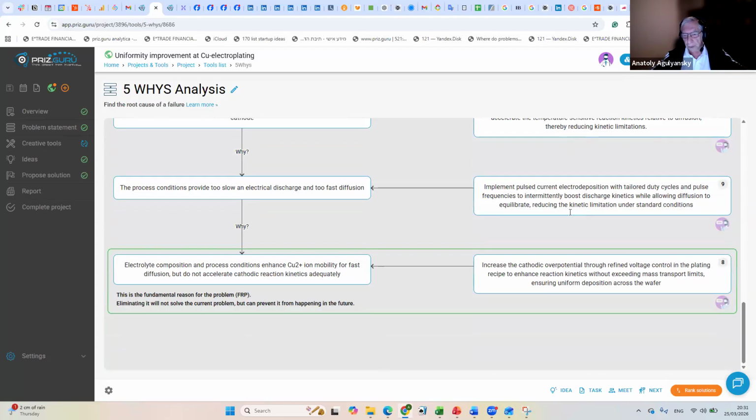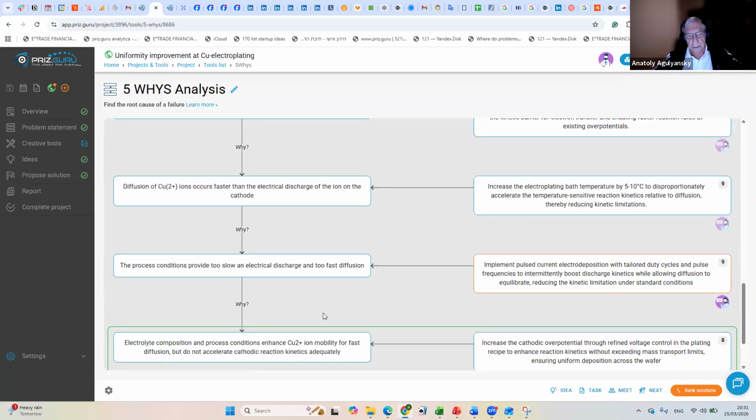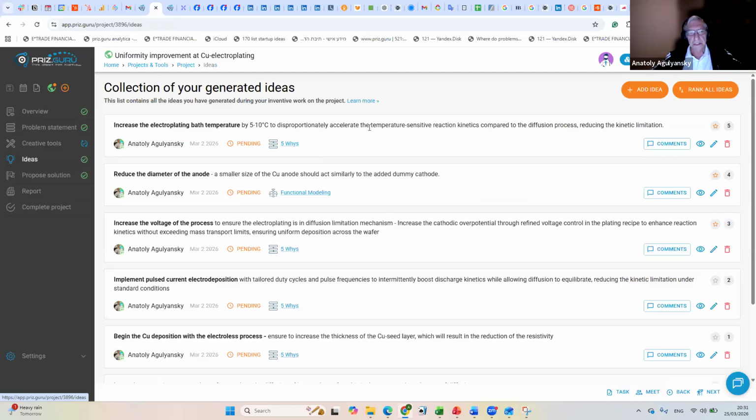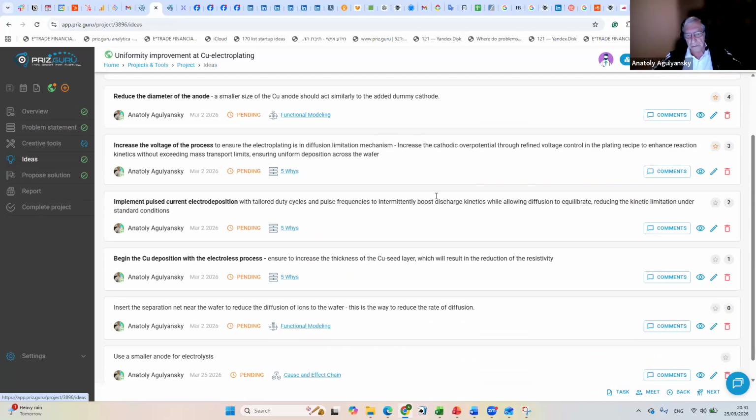And what we learned overall from this is that the deposition strongly depends on the voltage. Strongly depends on the voltage. Why is it? Why can we not change it? Based on these two tools, we generated a lot of ideas, and you all can see them here on the idea manager.